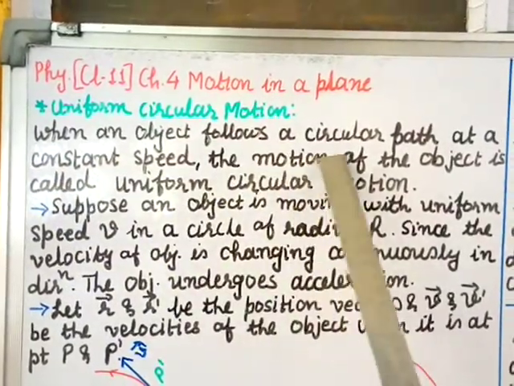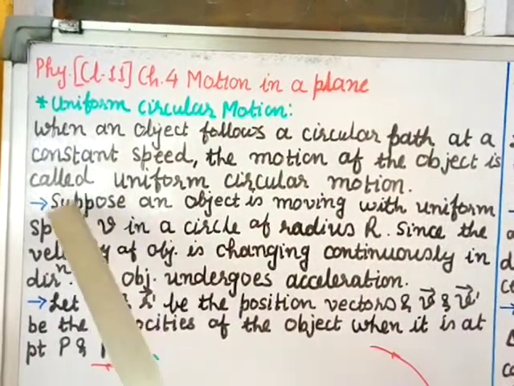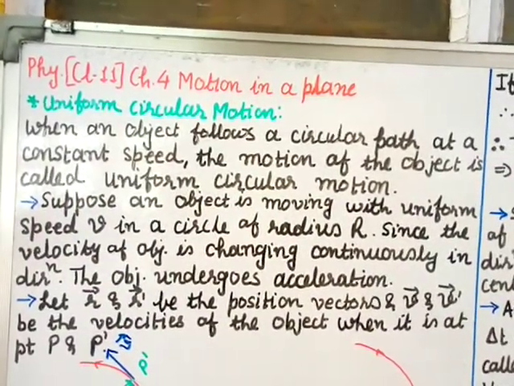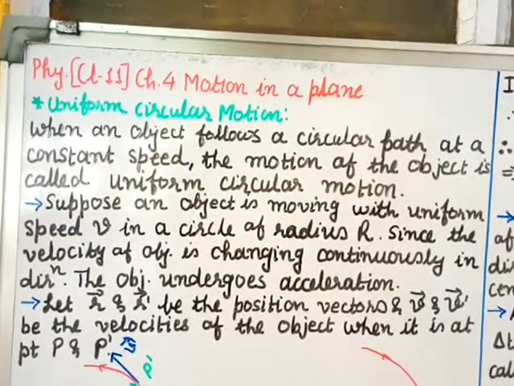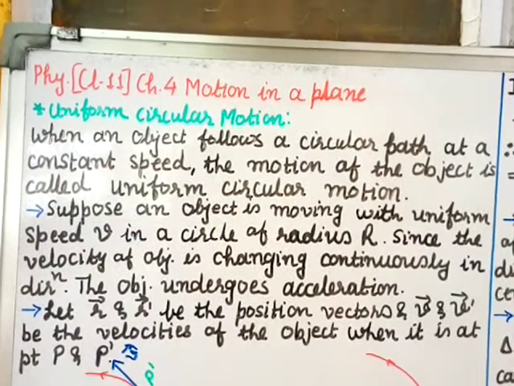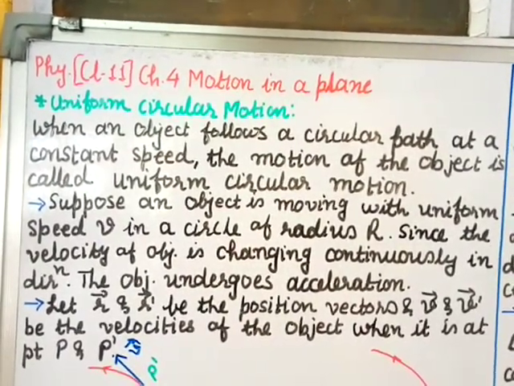When an object follows a circular path at a constant speed, the motion of the object is called uniform circular motion. So if an object is moving in a circle with constant speed, then we call that motion uniform circular motion. In uniform circular motion, speed remains constant, but velocity changes.